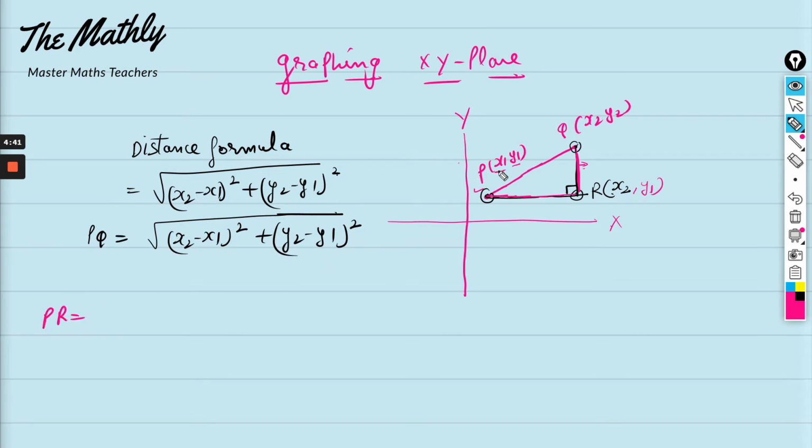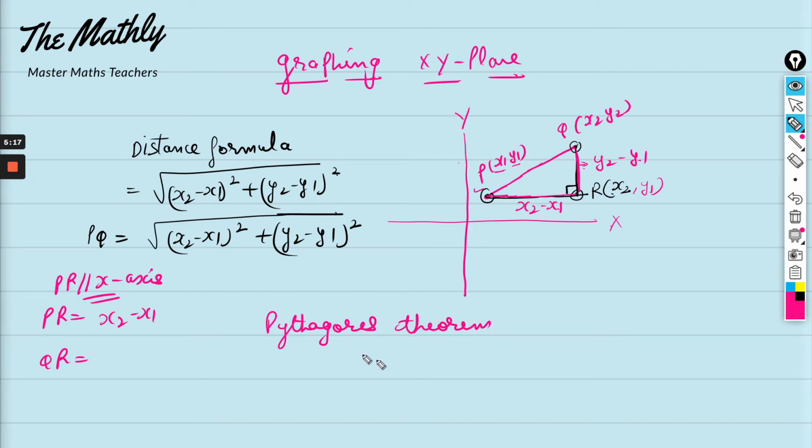Now let's suppose what PR is. In PR, y is not changing, right? PR is parallel to the x-axis, so I can write PR as x2 minus x1. In the same way, I can write QR as y2 minus y1. So now I can use the Pythagoras theorem.